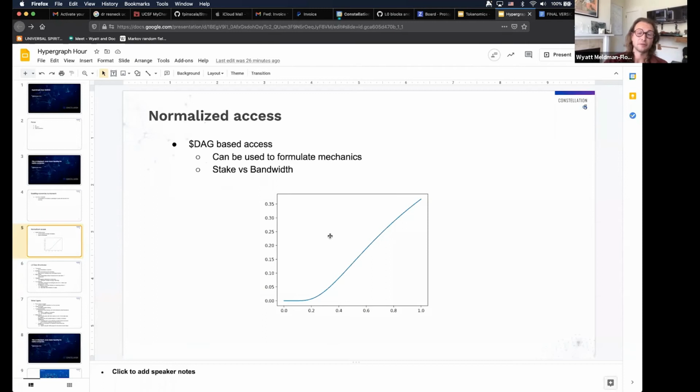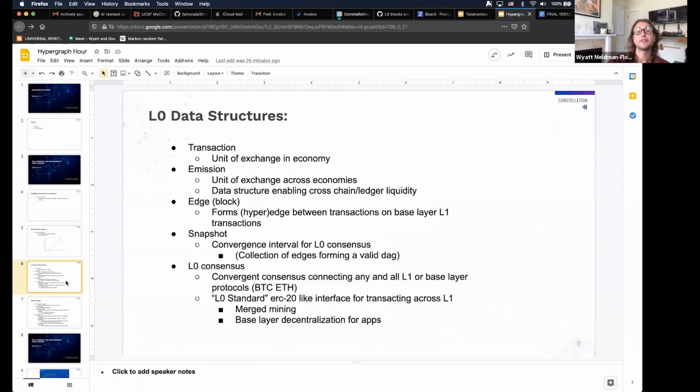And I took this from the most recent paper that we released on token economics. This is a representation of the stake versus bandwidth there. There are lots of different ways that we can model this, and we can change that graph depending on how you would like to define a currency associated to your state channel.